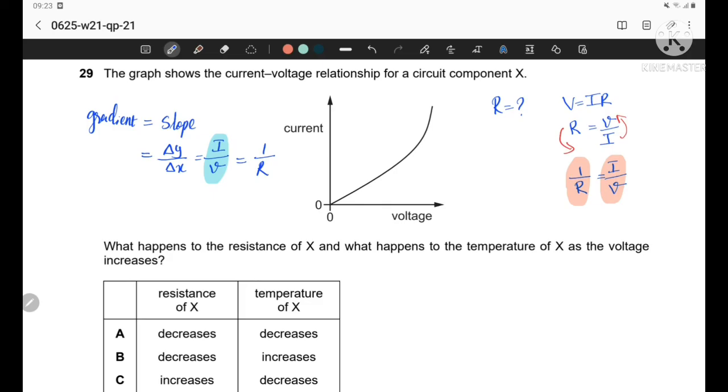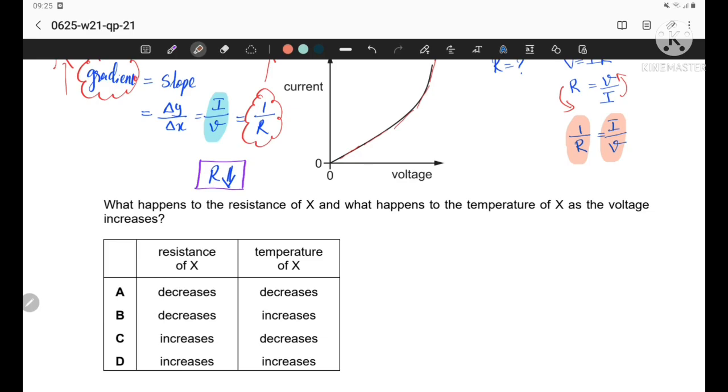Let's see what happens to the gradient or slope. It is clear that the gradient keeps increasing, or the slope is increasing. So slope of this graph increases when the voltage increases. That means 1 over R increases. When 1 over R increases, R must decrease because R is residing at the denominator. So 1 over resistor is increasing, so the resistor must be decreasing. Either the answer will be A or B. And when resistor decreases, what is the reason of that? It must be because when the temperature increases for a thermistor, its resistance will decrease. So the correct answer is option B.